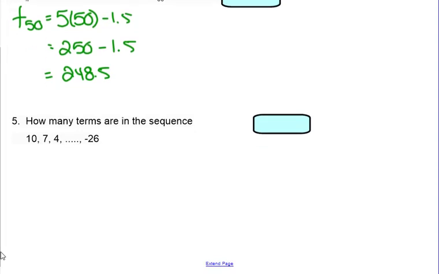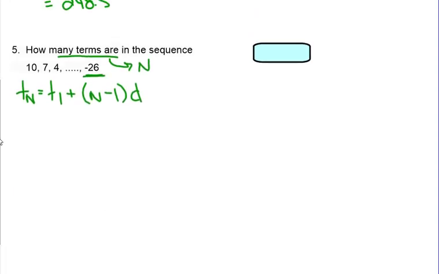How many terms are in the sequence? If I'm asking you to find how many terms, that is your n. So Tn is equal to, this is our formula, T1 plus n minus 1 times your common difference. Well, we're looking for that last term. The number that's sitting in the blank is -26. Our first term is 10, plus n minus 1 times our common difference, which is, we're going down by 3 each time, so we are adding -3.